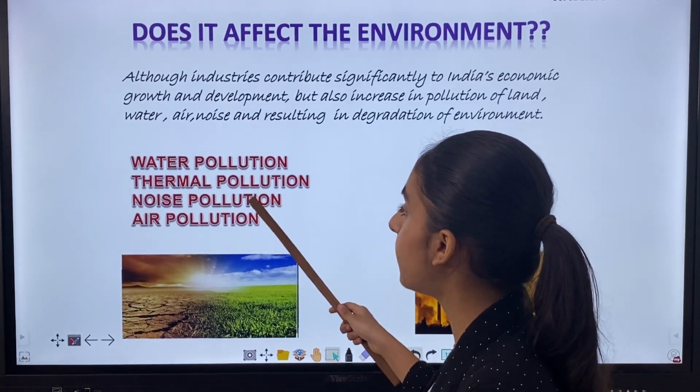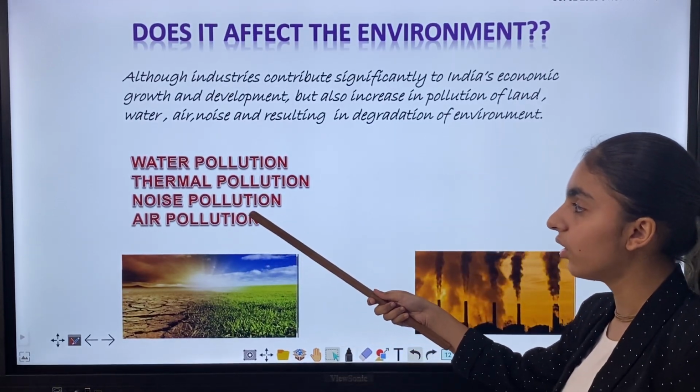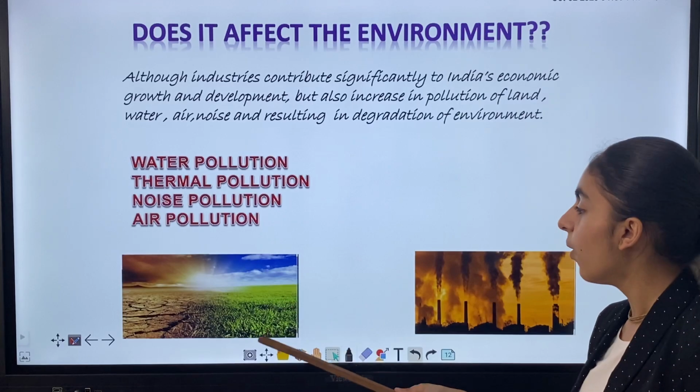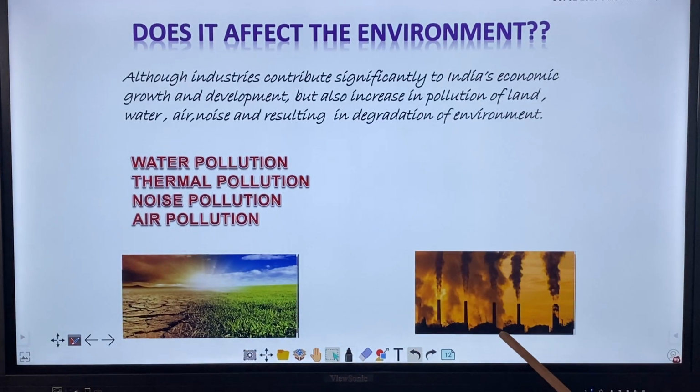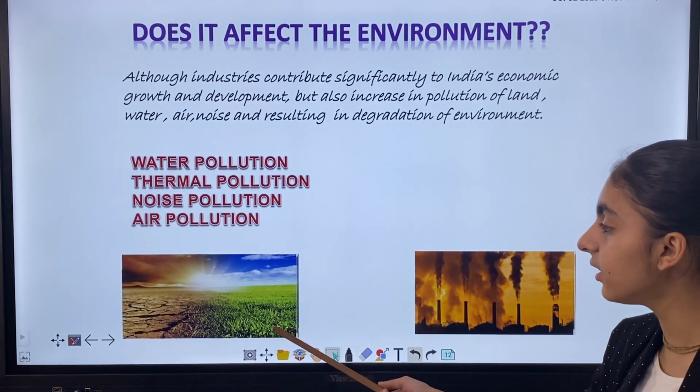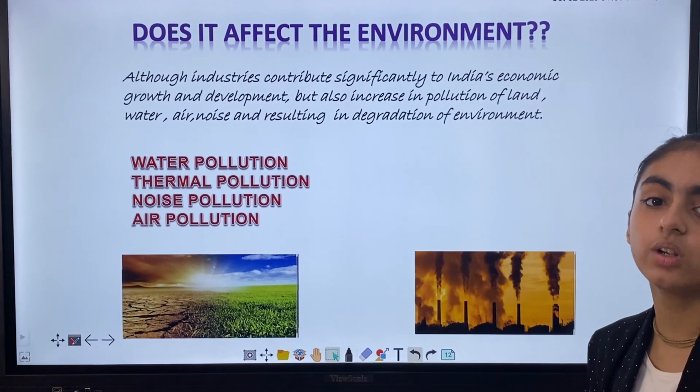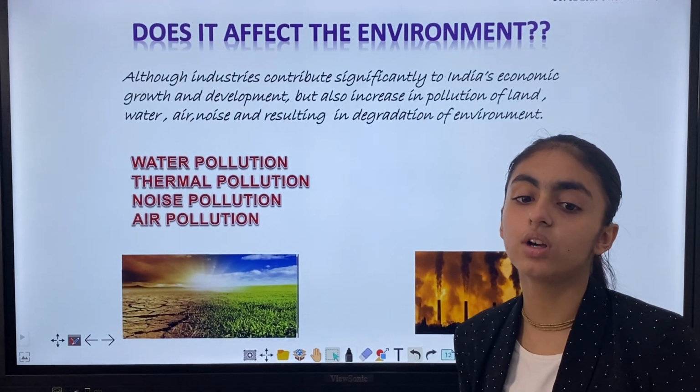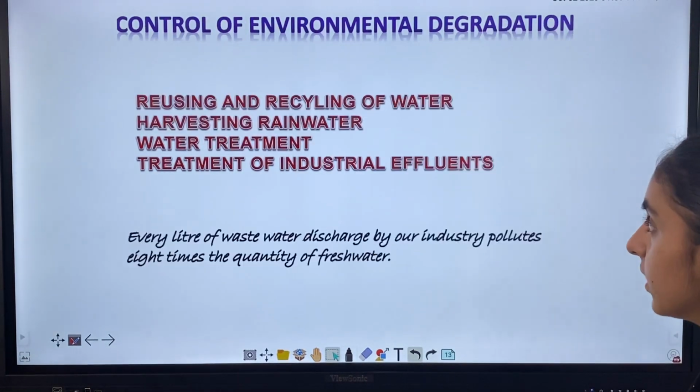Also causing water pollution, thermal pollution, noise pollution and air pollution. We can also see in the pictures that this is the air pollution caused by the industries. Also here we have seen that nature has turned into barren land. Why? Because of the rise in industries.